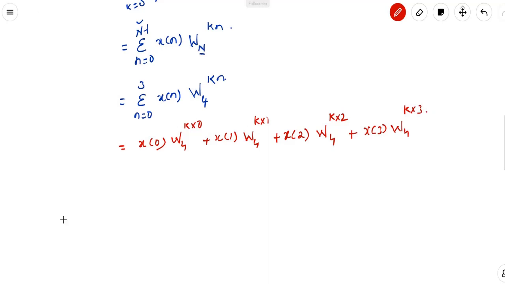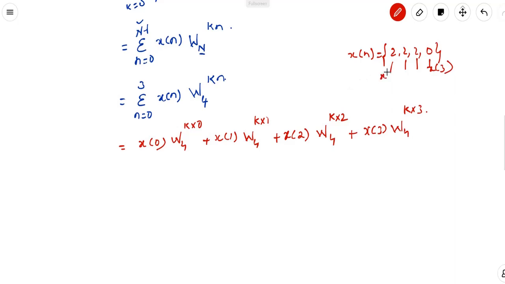Okay, fine. So what is this x of 0? We know what x of n is. X of n is 2, 2, 2, 0. From this, we know that this is x of 0, this is x of 1, this is x of 2, and this one is x of 3.